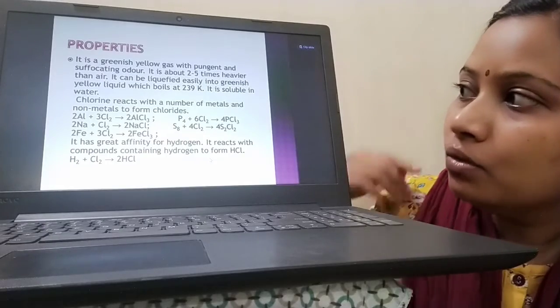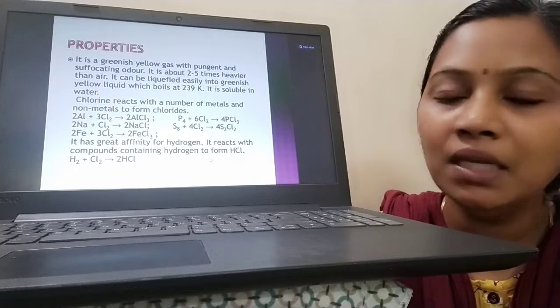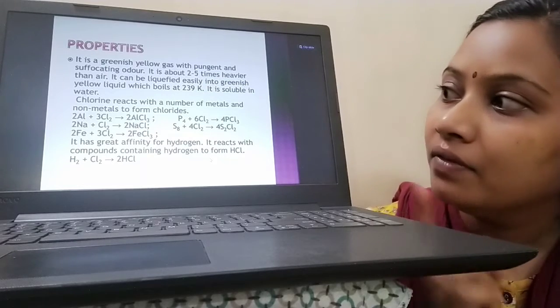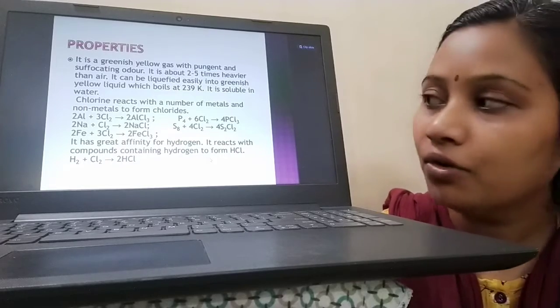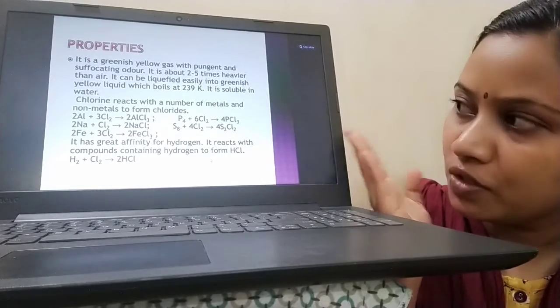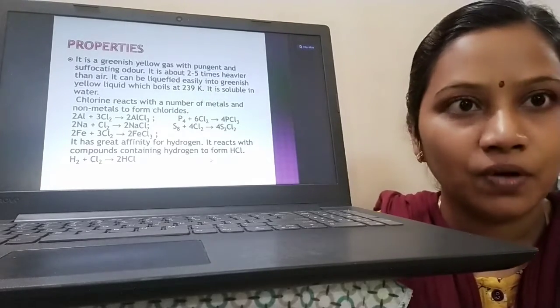Now moving to the reaction of chlorine with metals, it's all direct reaction. With aluminium, it forms aluminium trichloride. With sodium, it forms sodium chloride. With iron, it forms ferric chloride. With phosphorus, it forms phosphorus trichloride. With sulfur, it forms sulfur chloride.